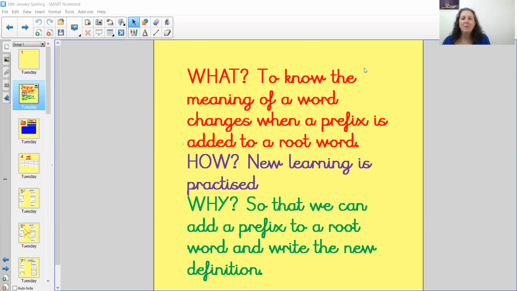So this is our spelling lesson for today. It's the 19th of January. Yesterday you will have had your test for last week's spellings. Well done to those of you who got them all right. You really did try hard, so I'm really proud of you.